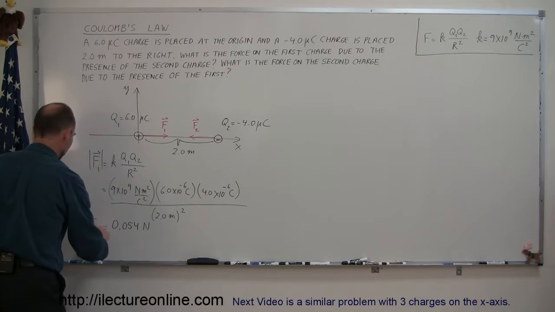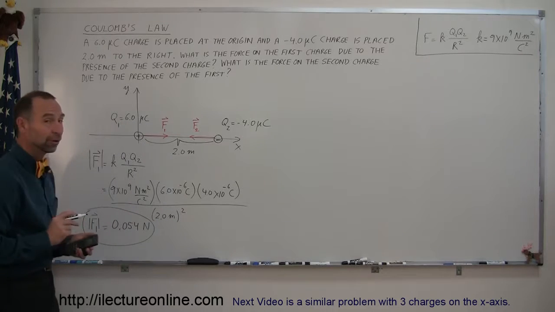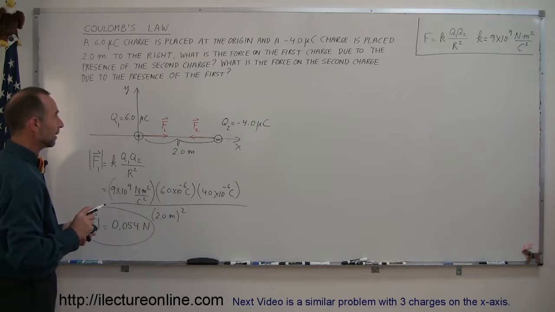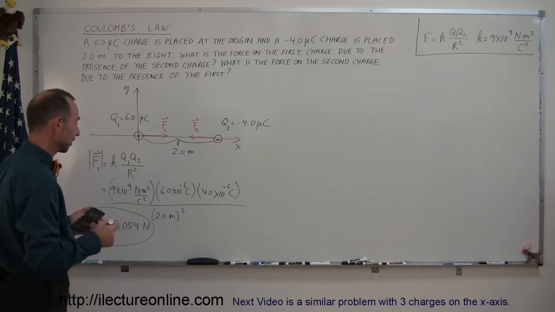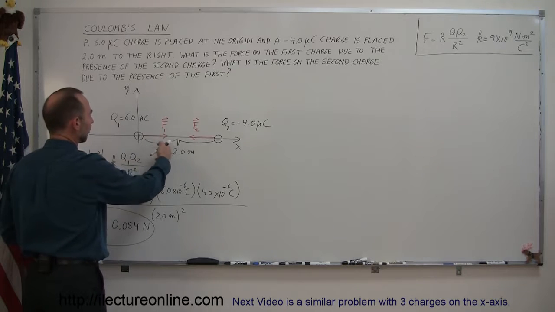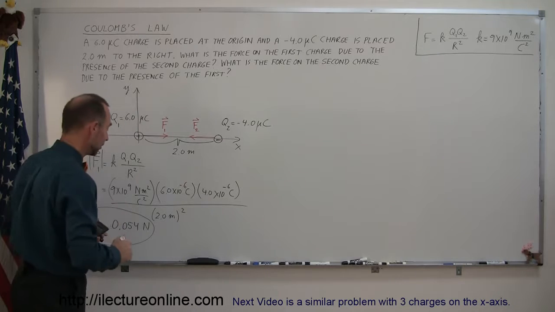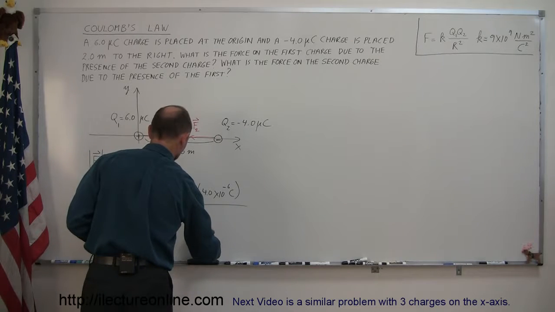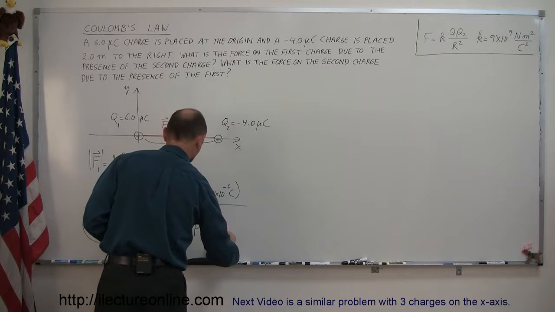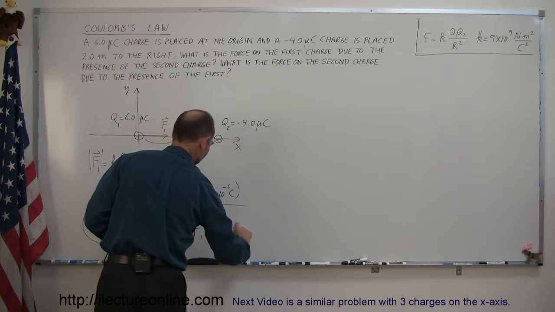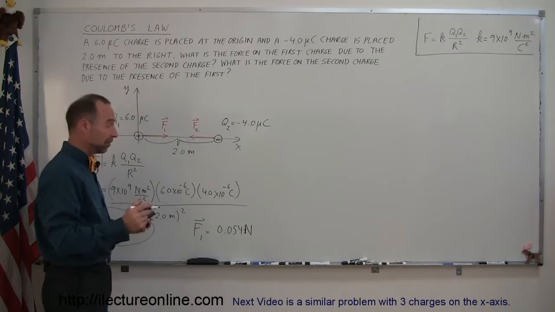So the magnitude of that force is equal to 0.054 newtons. Now, that's just the magnitude. Now we have to find the direction as well, because we also want to write the answer in vector format. Realizing now that the force on Q1 is directed to the right, and to the right is a positive x direction, we can then say that the vector quantity of the force, F1, is equal to 0.054 newtons in the positive x direction.